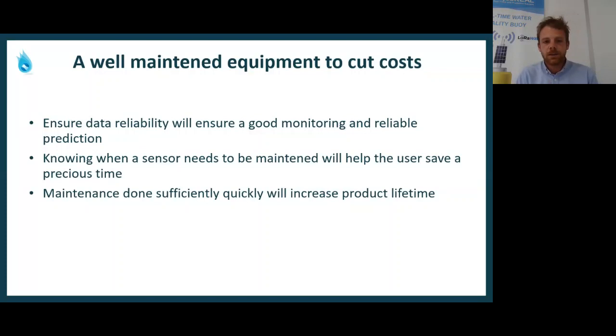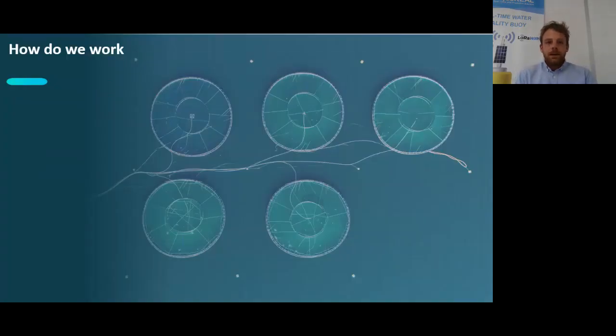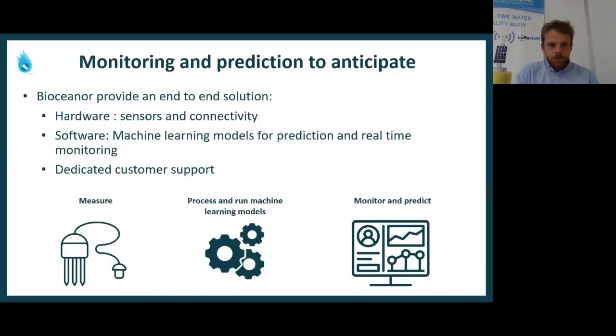And finally, it's clear for everyone, I think, but maintenance done sufficiently quickly on a product will increase its lifetime. So you'll save some money at the end. And how do we work at BiOceanOr? As I said, we're providing an end-to-end solution. We are not sensor providers. We are not only a software company. We're providing from the hardware to the support.